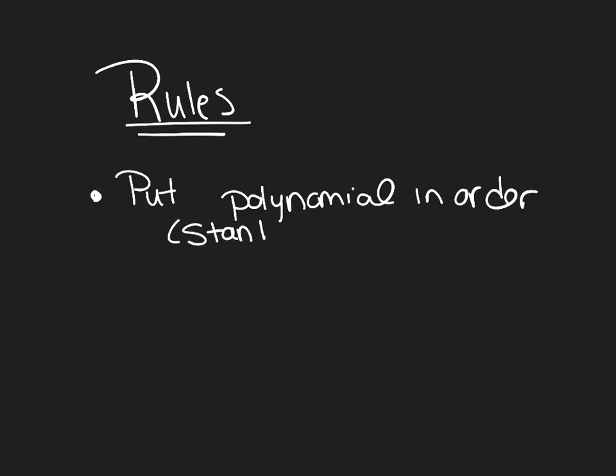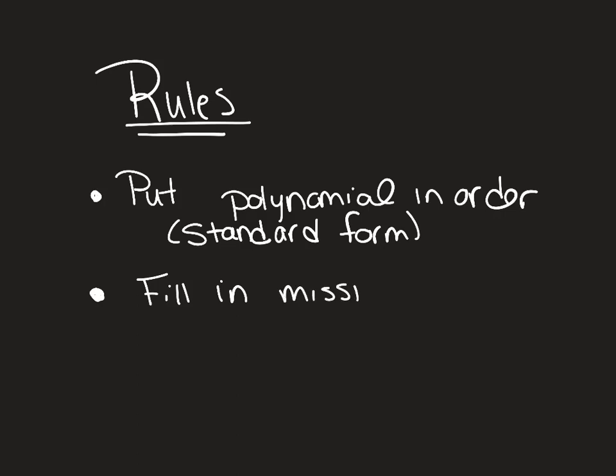So the powers should be in decreasing order: x to the 4th, x to the 3rd, x squared, x, and x to the 0th, the constant. If you're missing a term, like you don't have an x squared, you're going to fill in the missing terms with a 0. So these are 2 key rules you need to do before you start any problem, and I'm just going to give you a quick example.